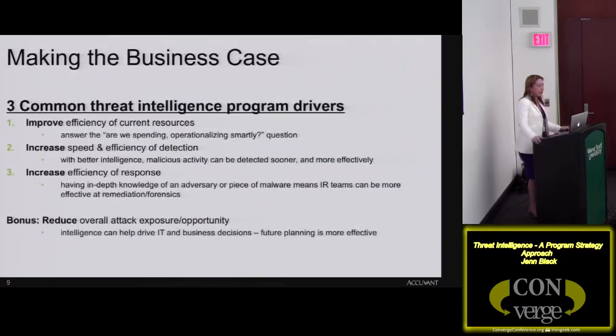So we asked security leaders and the community what their business drivers were. When they said, hey, this threat intelligence stuff, I need some of that, what really prompted that decision? We found that there were 3 things they listed almost universally, and then there was one thing that they hinted at but never actually said. The first one is to improve the efficiency of current resources. Do the stuff that they do today, but better.